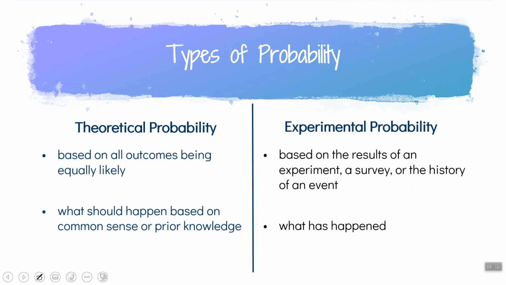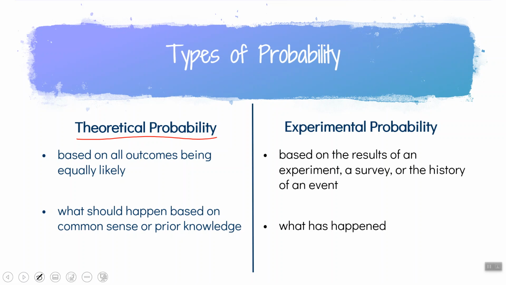So let's talk about types of probability. Theoretical, sometimes called empirical, is based on every outcome being equally likely. This is your prior knowledge, your common sense level. So like rolling a 2 on a normal die, well, that's a 1 out of 6 odds. Or drawing a 9 in a deck of cards, it's 4 out of 52. This is what should happen.